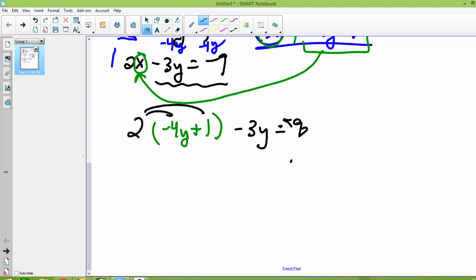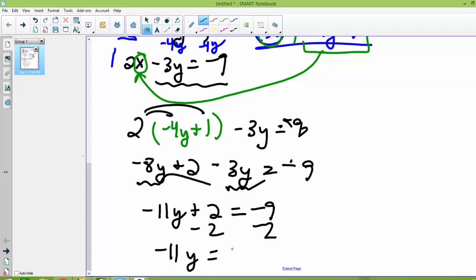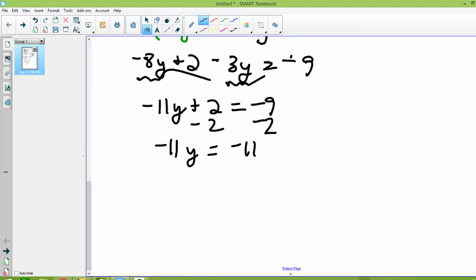So to solve this, you would distribute: negative 8y plus 2 minus 3y equals negative 9. On the same side of the equal sign, there is a negative 3y and a negative 8y. So that is a negative 11y. And then to isolate the y, you would subtract 2. So now negative 11y is equal to negative 11, and then to get the y alone, you would divide by negative 11. So y is equal to positive 1.